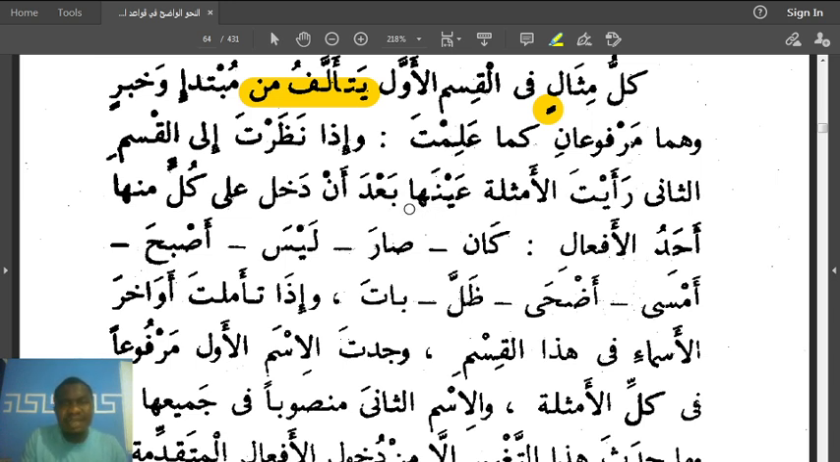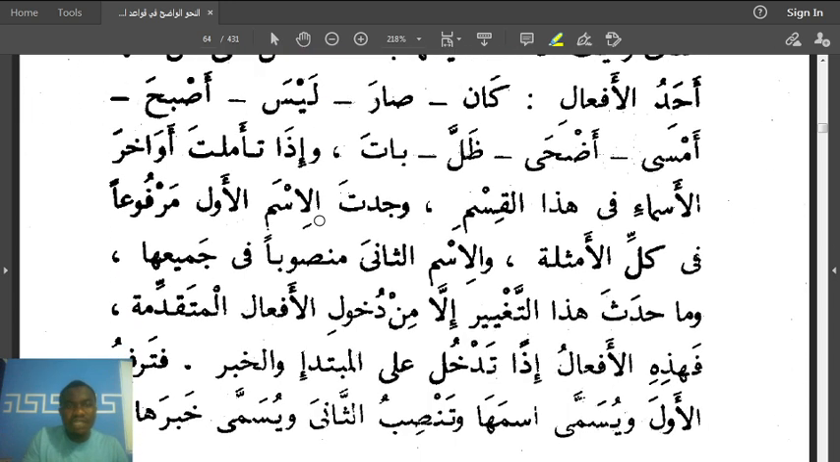رأيت الأمثلة عينها. And the ayn and nafs, they take the same vowel as this one. So رأيت الأمثلة عينها, taking fatha. So you see the same examples. So when you look at the second partition, you see that the same mubtada and khabar are there. They are available. But بعد أن دخل على كل منها أحد الأفعال. After one of these verbs, أحد الأفعال, one of the verbs, these are the verbs he's talking about, kana and his sisters. After they've entered and دخل على كل منها, after each of the sentences has gotten one of these verbs introduced into it. So the second partition is the same sentence, but kana has been introduced, Sara has been introduced, Laysa, and so on. Okay. So let's see what it goes.